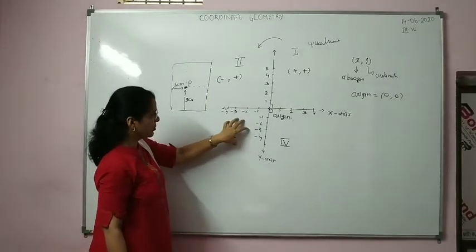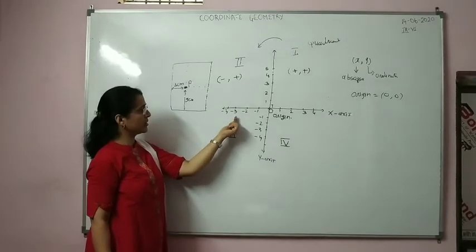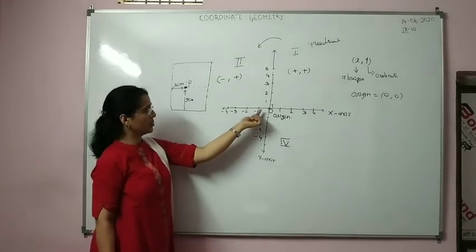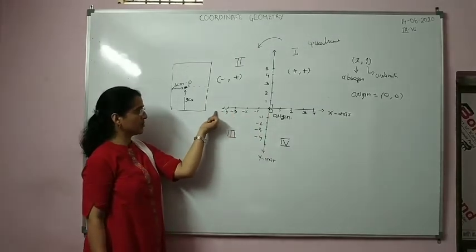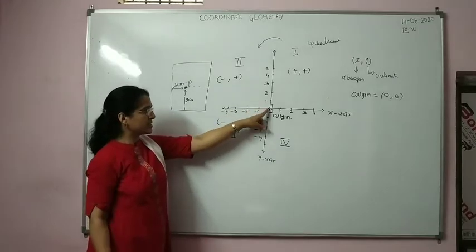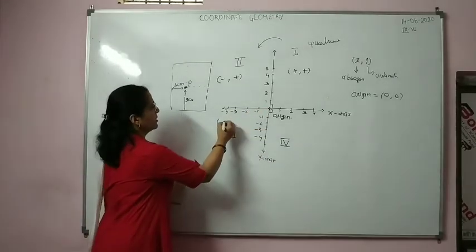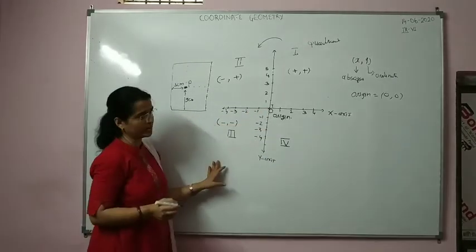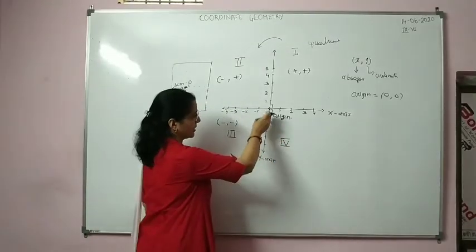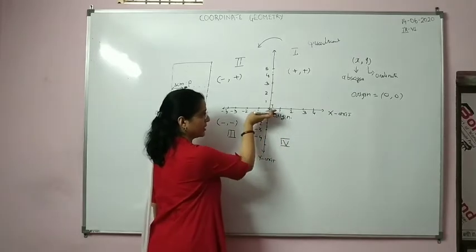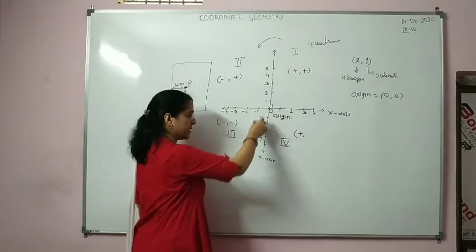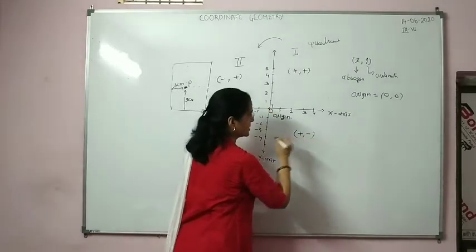If you locate any point in the third quadrant, first we see the x coordinate. You will observe that this is the negative direction of the x-axis, so the x coordinate is negative, and this is the negative direction of the y-axis, so the y coordinate is also negative. In the fourth quadrant, again see the x coordinate: this is the positive direction, so the x coordinate is positive. This is the negative direction of the y-axis, so the y coordinate is negative.